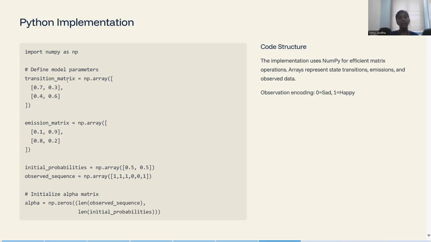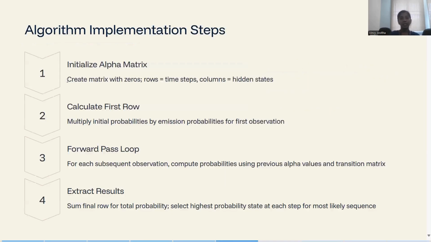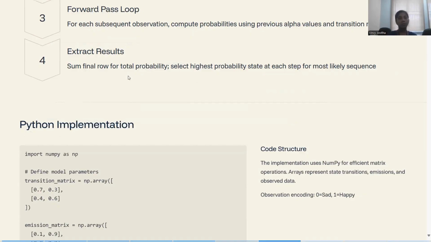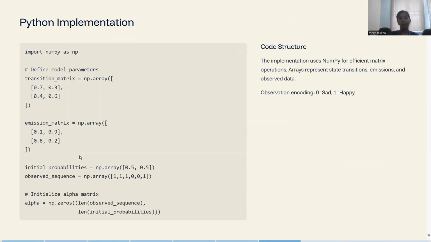And then we initialize the alpha matrix, where alpha is equal to np.zeros, as we have seen earlier over here. We create a matrix with zeros. That's what we are doing over here. We are creating a matrix with zeros with the length of the observed sequence, which is this, and the length of the initial probabilities over here.